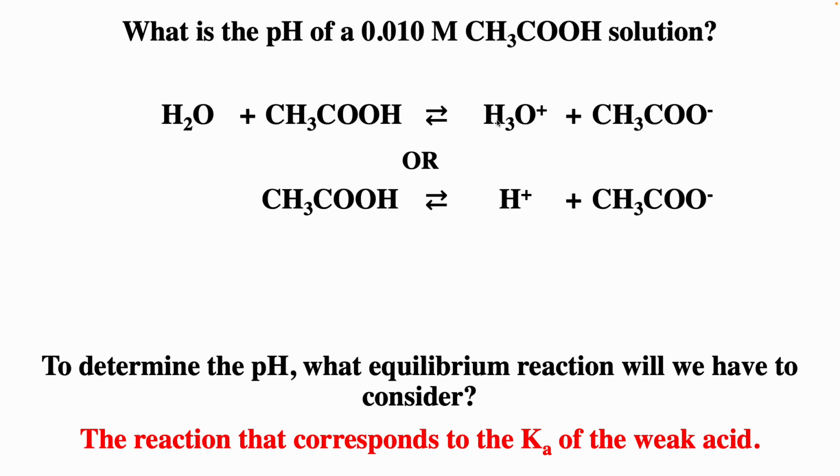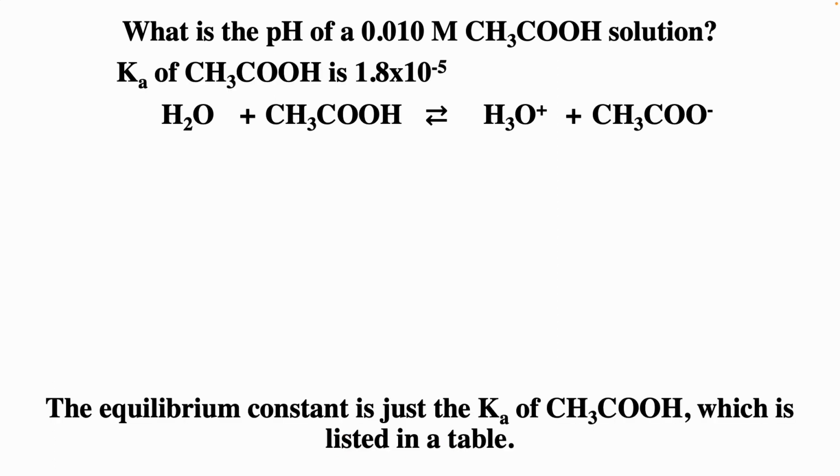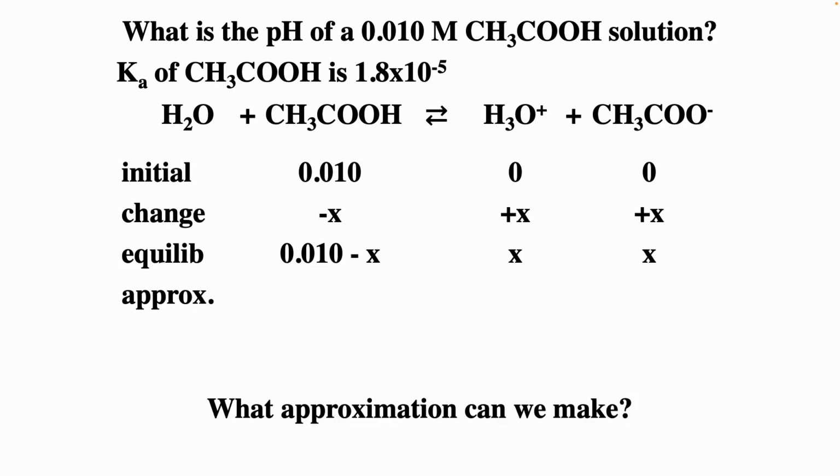They are exactly equivalent. So if we use the top one, the Ka for acetic acid is 1.8 times 10 to the minus 5. Now we can make the table: initial, change, equilibrium. Initially we have 0.01 molar acetic acid, 0 hydronium ion, 0 acetate ion. When X of this dissolves, we'll get X of that, and then equilibrium is initial plus the change.